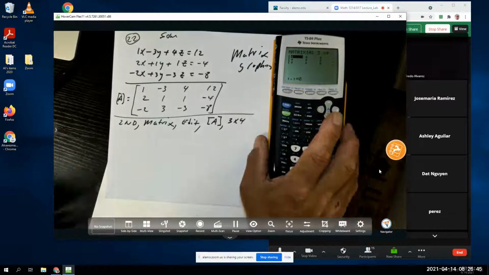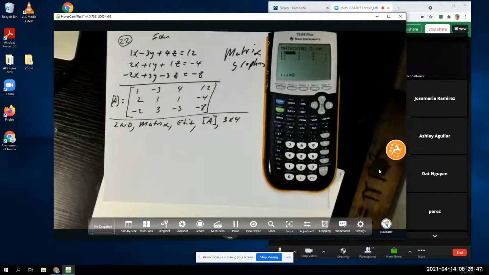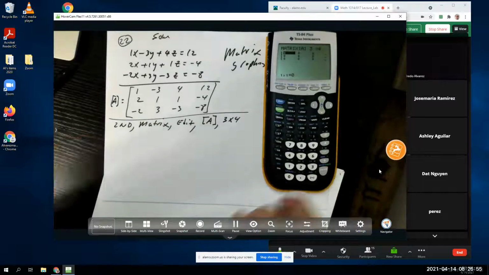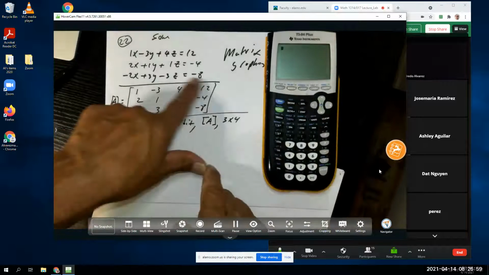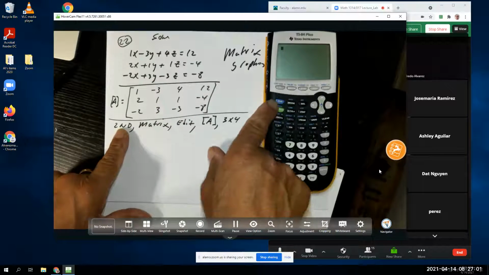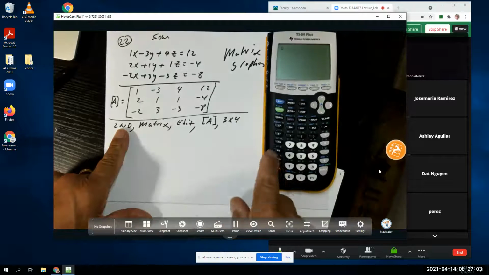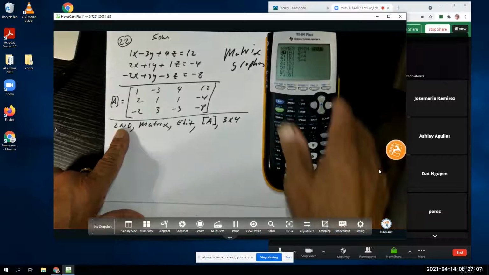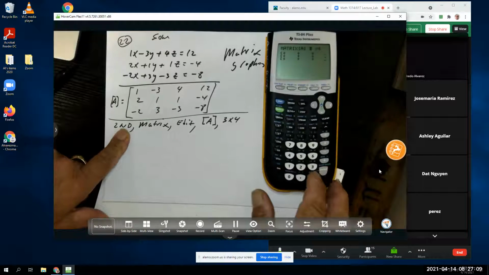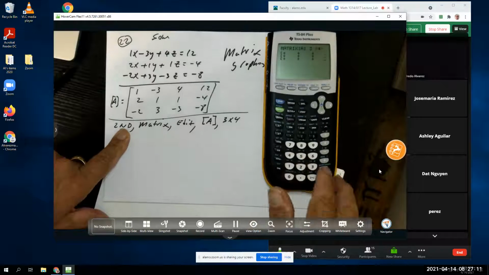Let me do it again from the very beginning, step number one. To do this, you're going to go second matrix, move it over to edit, and then hit enter. 3 by 4. All right, so there it is.